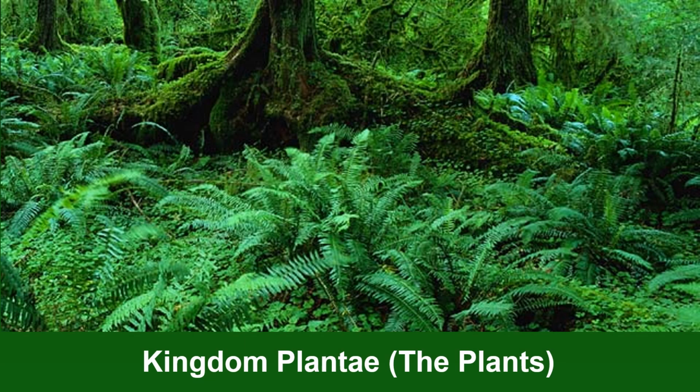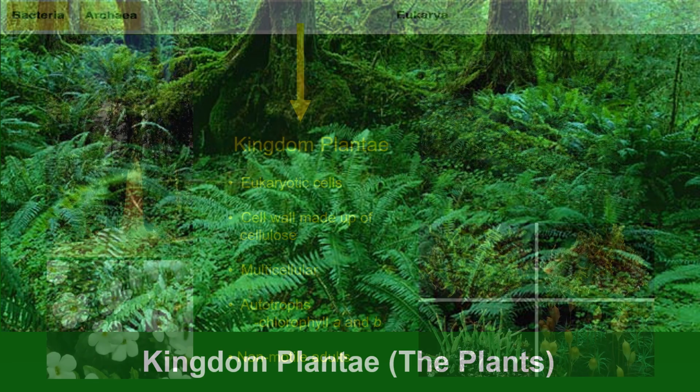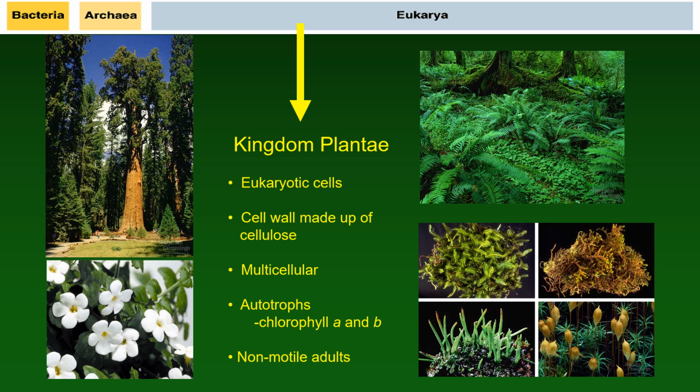And we're back with Kingdom Plantae, the unsung heroes of the eukaryotic world, the plants. They are, of course, made up of eukaryotic cells. They have nuclei and they have organelles. They have a cell wall that helps protect them and also provides kind of a skeleton for the plant. And the cell wall is made up of cellulose. Cellulose is made up of sugar.